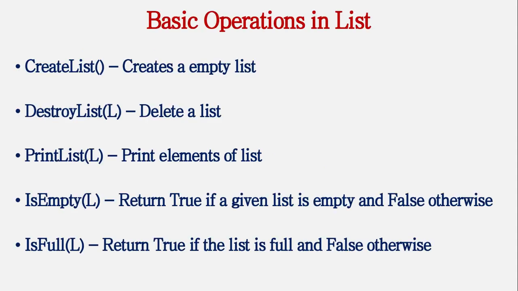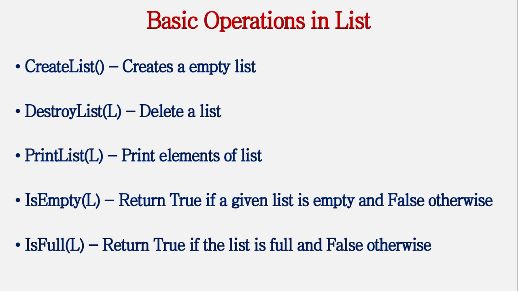Okay. So here we will be concentrating on implementing these four basic operations of list. Create list creates an empty list, and destroy list deletes the list itself, and print list will print the elements of the list. This is to check whether everything is going fine or not. Print operation is basically required. And then we have the isEmpty function. IsEmpty will return true if the list is empty and false otherwise. Similarly, IsFull will return true if the list is full and false otherwise.